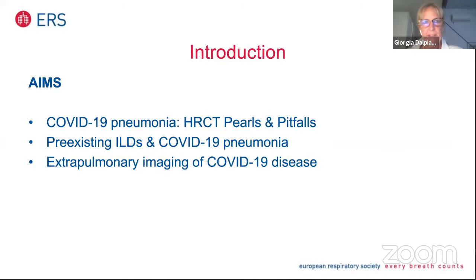And finally, I suggest, please don't forget that coronavirus is a systemic disease. As demonstrated with biopsy, post-mortem and autopsy, the disease may involve abdominal organs, in particular the liver, with liver dysfunction, but also the kidney. And so, not rarely, the patient dies due to COVID pneumonia, but also due to other organ failure.